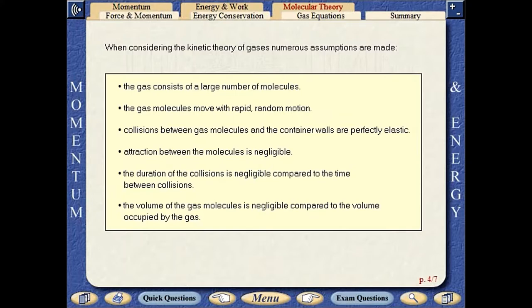When considering the kinetic theory of gases, numerous assumptions are made. The gas consists of a large number of molecules. The gas molecules move with rapid random motion. Collisions between gas molecules and the container walls are perfectly elastic. Attraction between the molecules is negligible. The duration of the collisions is negligible compared to the time between collisions. The volume of the gas molecules is negligible compared to the volume occupied by the gas.